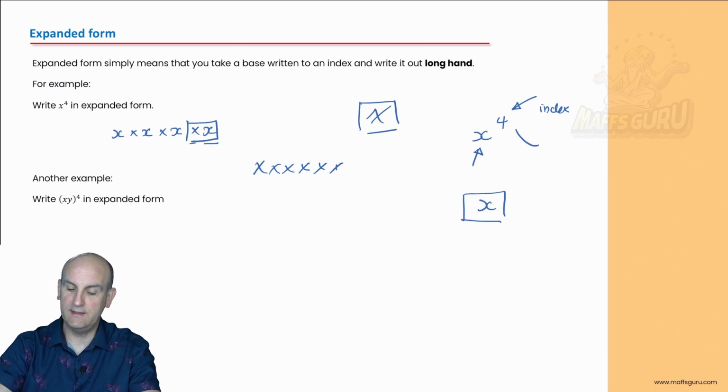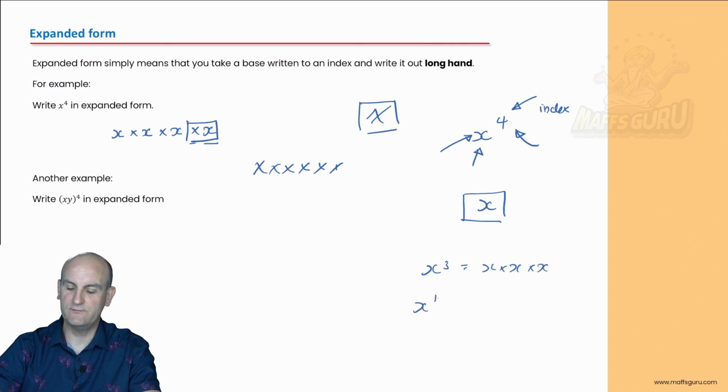That floaty number there, that floaty 4, tells you to write the base that many times with a times in between it. So it is the same as x times x times x times x. What about if we had x cubed then? All right, x cubed, that is a floaty 3. It's not very floaty, but it is floaty. That's the same as x times x times x.